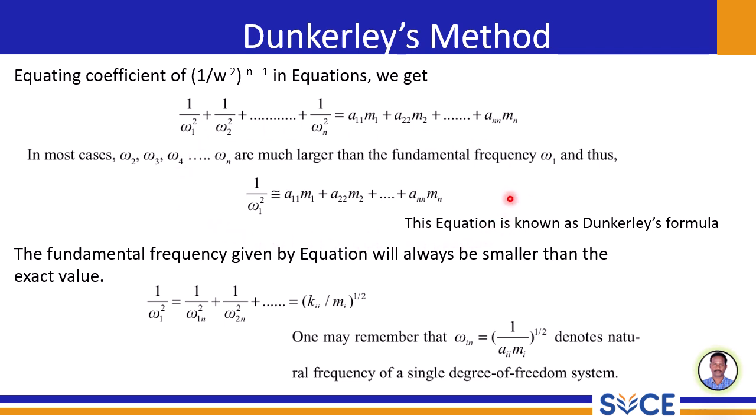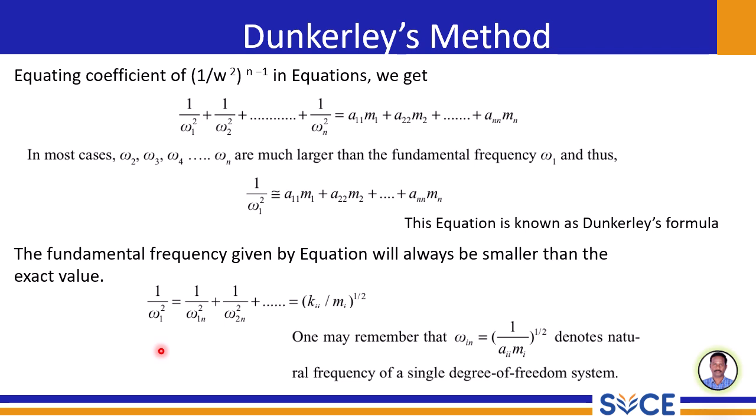This allows us to estimate the fundamental natural frequency by summing up the products of the direct flexibility coefficient and the corresponding mass for each mass in the system. Once we calculate the sum on the right hand side, we can easily find the approximate value of omega 1. It is important to note that the fundamental frequency obtained using Dunkerley's formula will always be slightly smaller than the exact value. This is because we have neglected the positive contributions from the higher natural frequencies.